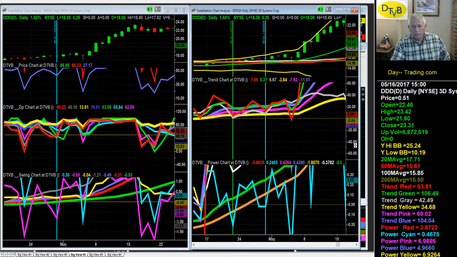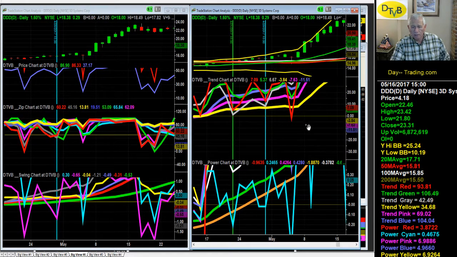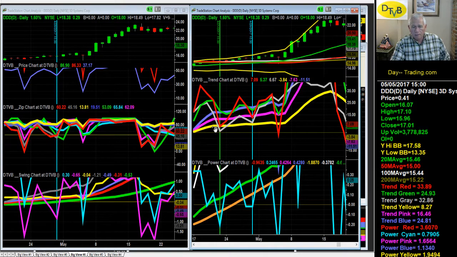Again, obviously, if you don't get the yellow line turning down. Remember, the trend chart moves faster. It's going to be the first one to go down before the other two groups, the power group pair or the swing group pair. And so as long as your yellow line is staying above zero, you're fine.